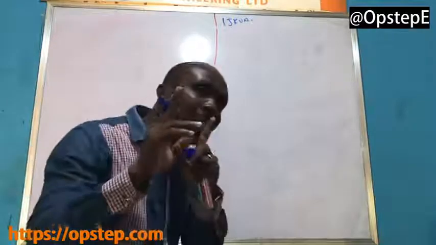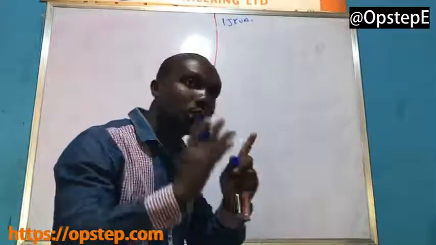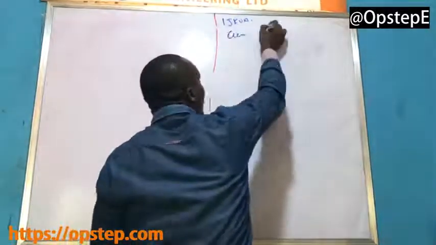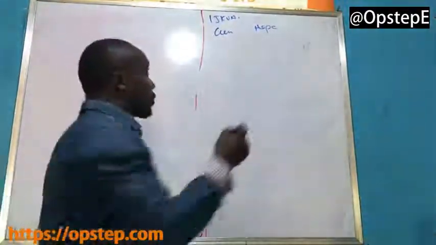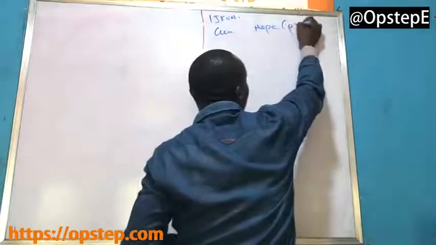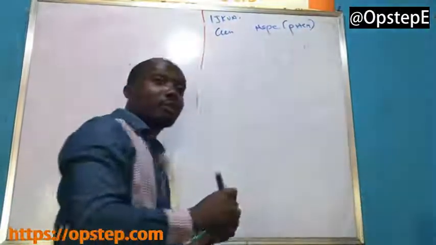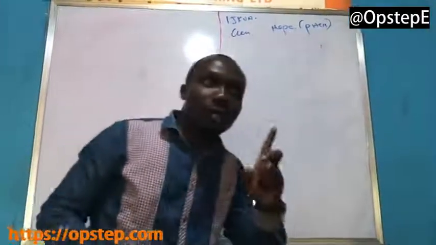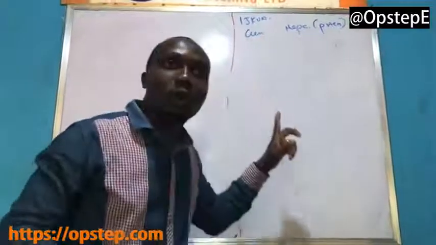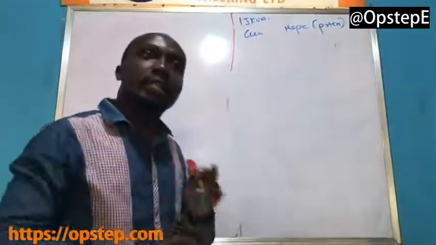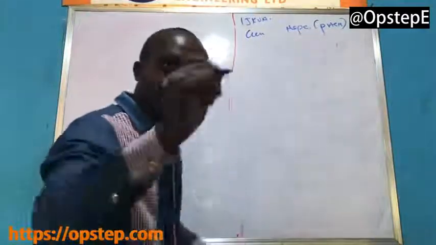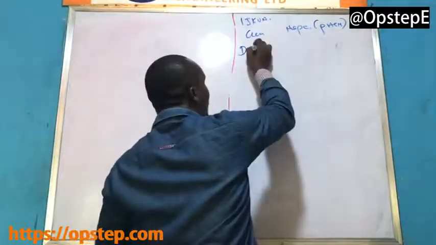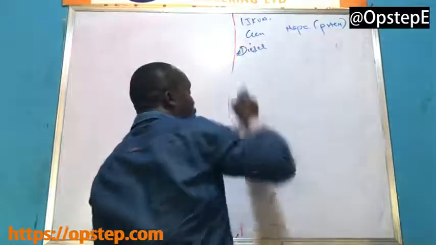If it's an automatic changeover switch, it means it should be able to switch between generator and NEPA, or PAC, depending on which of it you have in your area. We now went further to say, what kind of generator do we intend to use? Is it a petrol generator or a diesel generator? We agreed on a diesel generator. So it has to be a diesel generator.